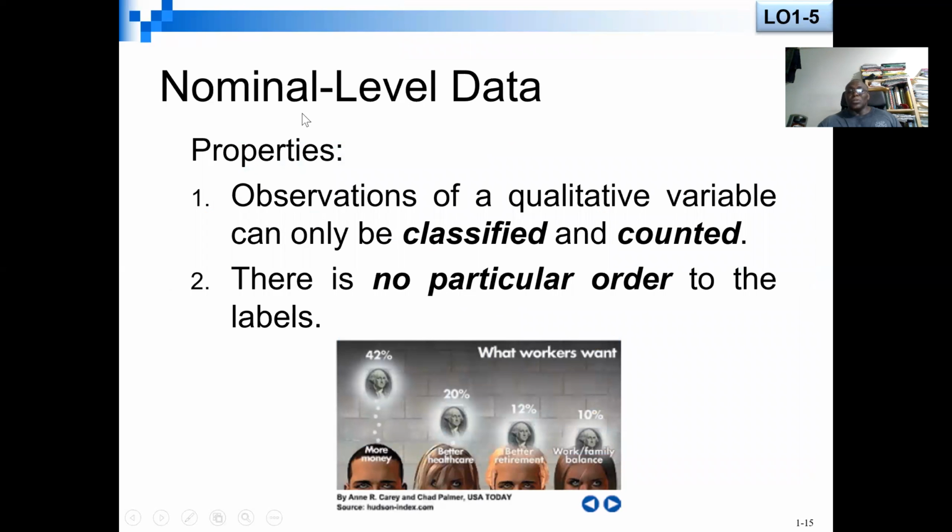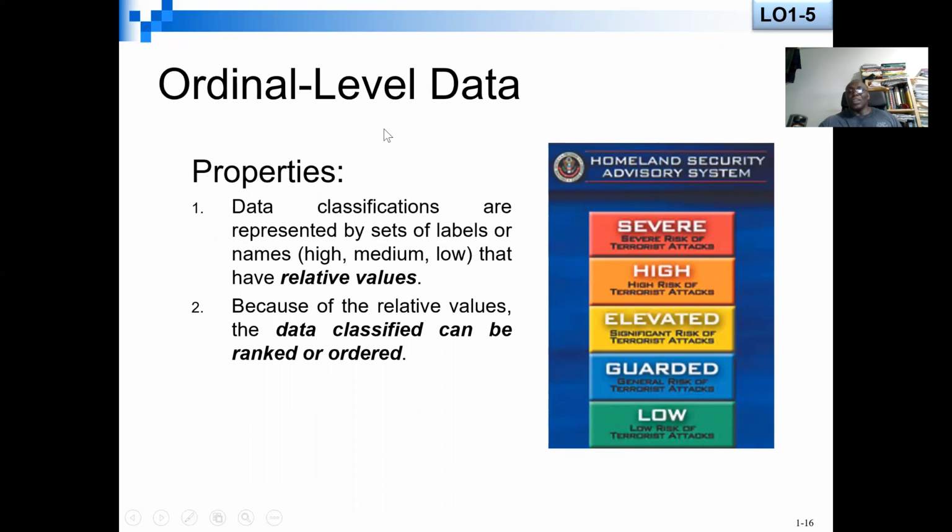So we already talked about this. For nominal level data, the properties again: observations of qualitative variables can only be classified and counted. There's no particular order to the labels. Then ordinal level data, very important, is in order. An example here is the Homeland Security Advisory System. We have from low to severe, so it's in order: from low to guarded to elevated to high to severe.